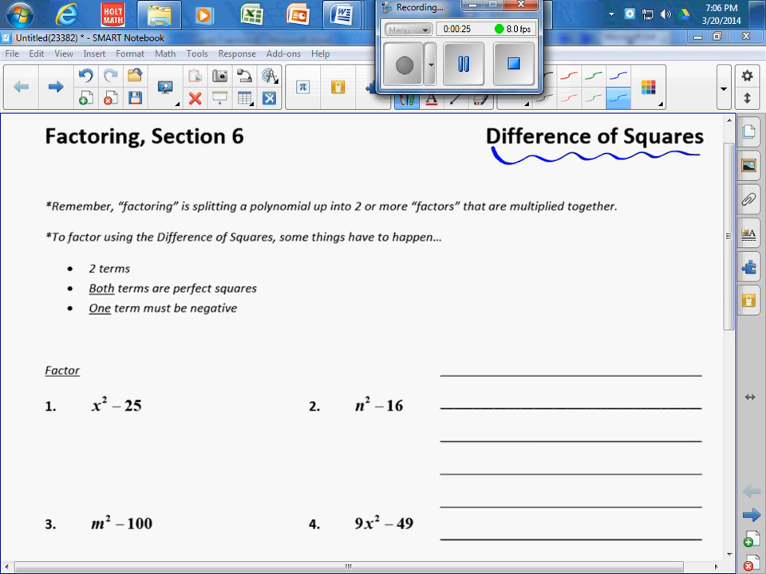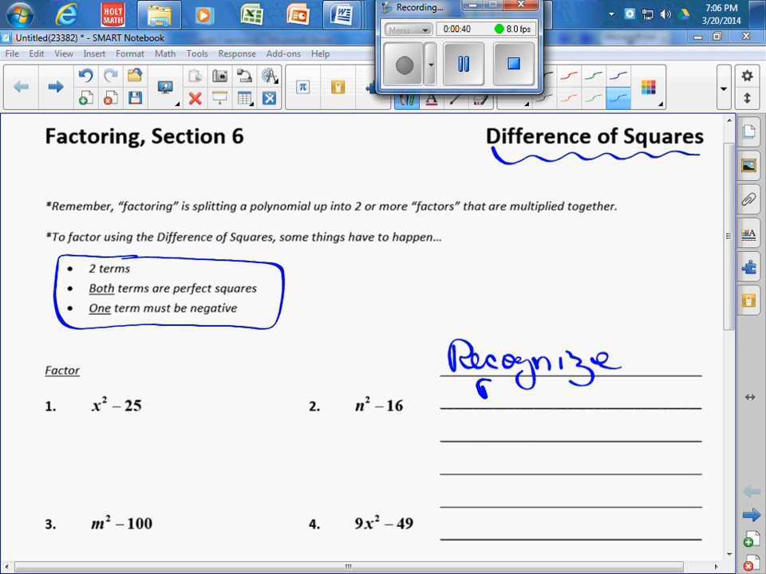Look at what we have. We need only two terms. Both terms must be perfect squares. So we've got to be able to recognize perfect squares. Let's write that down. Recognize perfect squares. And that's not just for our whole numbers, but that also includes the variables. What constitutes a perfect square when we're talking about variables? If a variable has an even exponent, it's a perfect square. More on that later.